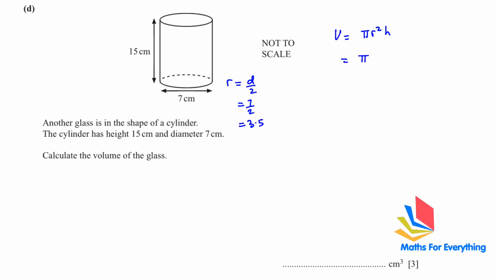Now we just have to substitute 3.5 square and the height, which is 15, and that will give us 577.26. You can round it as a whole number or as a decimal. We'll leave it as a whole number. So 577 cubic centimeter. This brings us to the end of this tutorial.